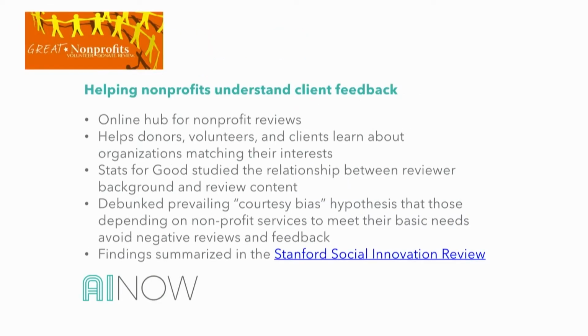And one last example, this is one of the first projects we worked on. In fact, it was brought in by a master's student at Stanford who was very passionate about helping nonprofits. It's through an organization called Great Nonprofits, which is essentially a ratings database for nonprofits. It helps to match both individuals who are in need of care, people who would like to donate, and people who would like to donate their services, their time to these organizations, to find the right organizations for them. There was a prevailing hypothesis that those who were receiving services from an organization would not rate their organization poorly because they depended on those services, and we were able to debunk that hypothesis.